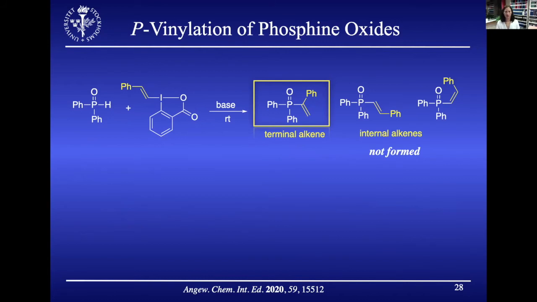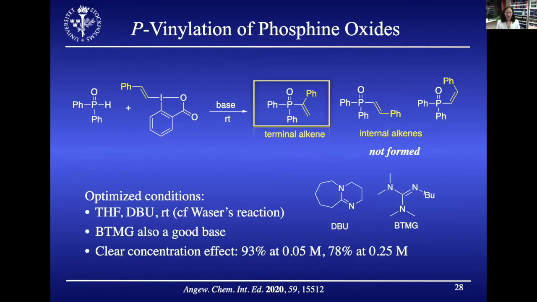thiol nucleophiles. And the optimized conditions that we got were very similar to those developed by Waser for the alkynylation of phosphorus nucleophiles. So THF, DBU, and room temperature. We could alternatively also use BTMG in this reaction. And we saw a clear concentration effect. So the yield was much higher when we lowered the concentration of the reaction.